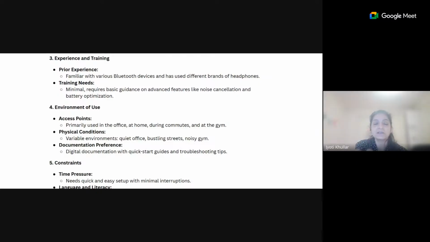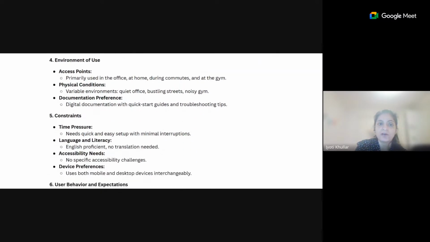But when we are considering this user persona, this person will have some background in using Bluetooth devices for his home devices. Smart TVs, headphones, other things, so he must have used these kinds of devices already. The training need hence is minimal, and you need very basic guidance on advanced features. But still, those things will be covered to an extent. So this will all depend on how we are going to focus on the user.